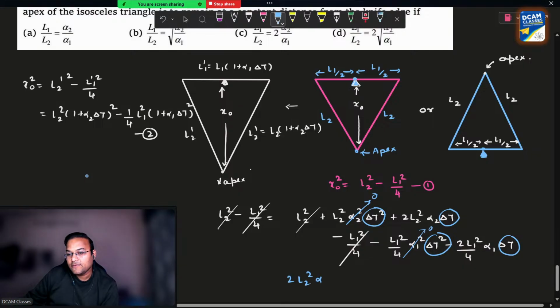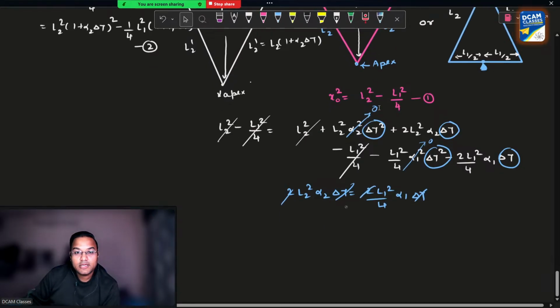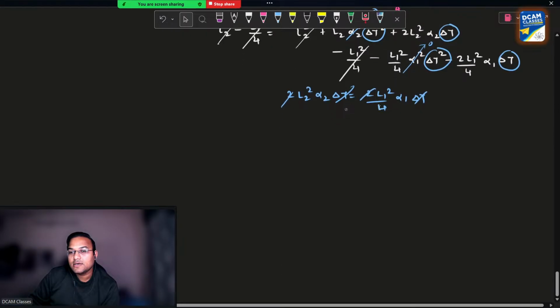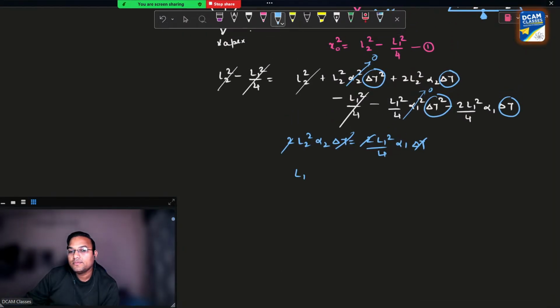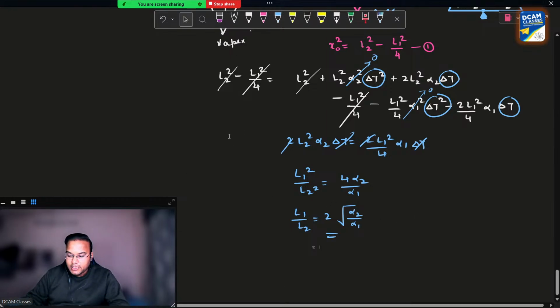2 L2 square alpha 2 delta t is equal to 2 L1 square by 4 alpha 1 delta t. Alpha 1 delta t you can cancel out. 2 will also cancel. You'll get what they are asking, L1 by L2. So L1 by L2 is equal to 2 root alpha 2 by alpha 1. Simple. It was not complicated.